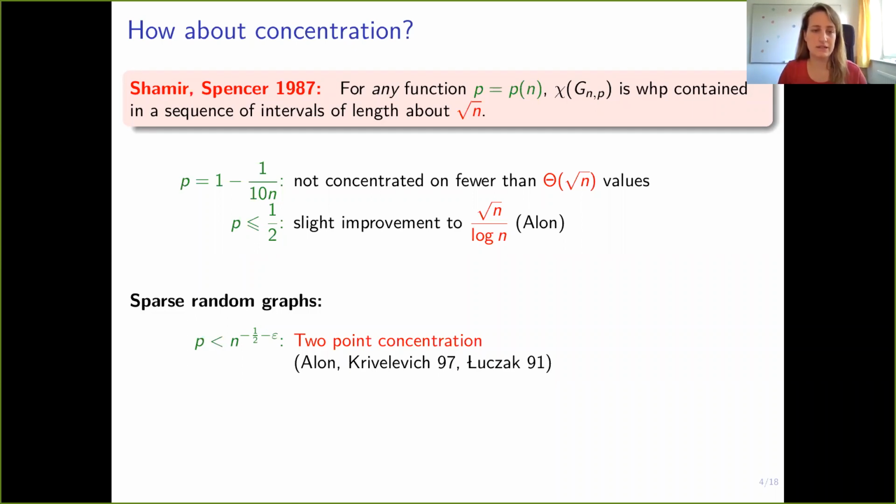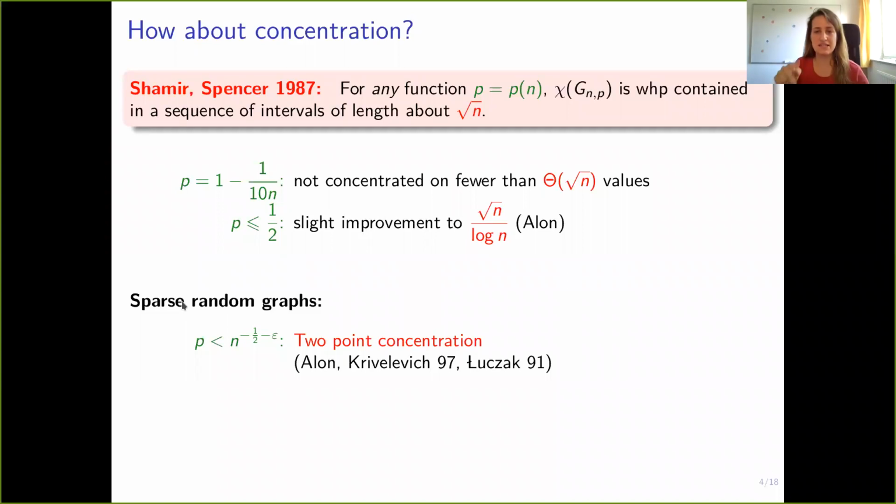In this case, the chromatic number of G(n,p) is actually two-point concentrated. So there are two consecutive values, and we know that the chromatic number of G(n,p) takes one of these two consecutive values with high probability. This was shown by Alon and Krivelevich in '97.